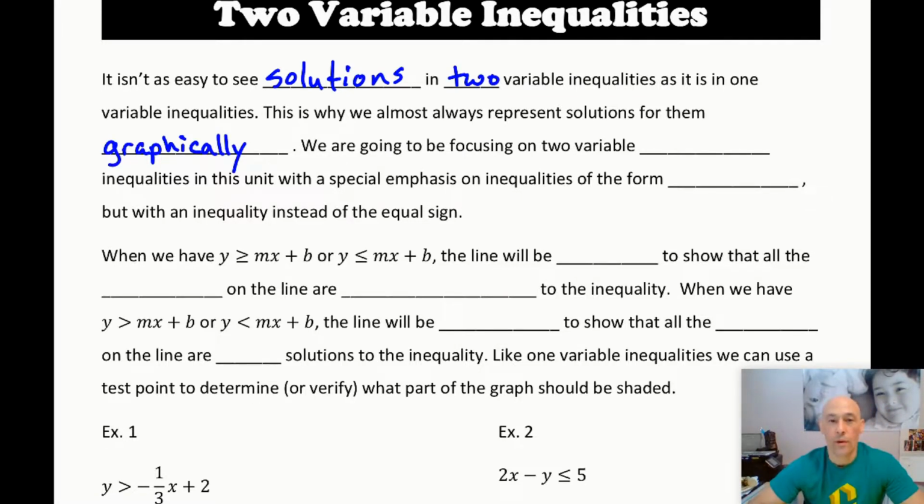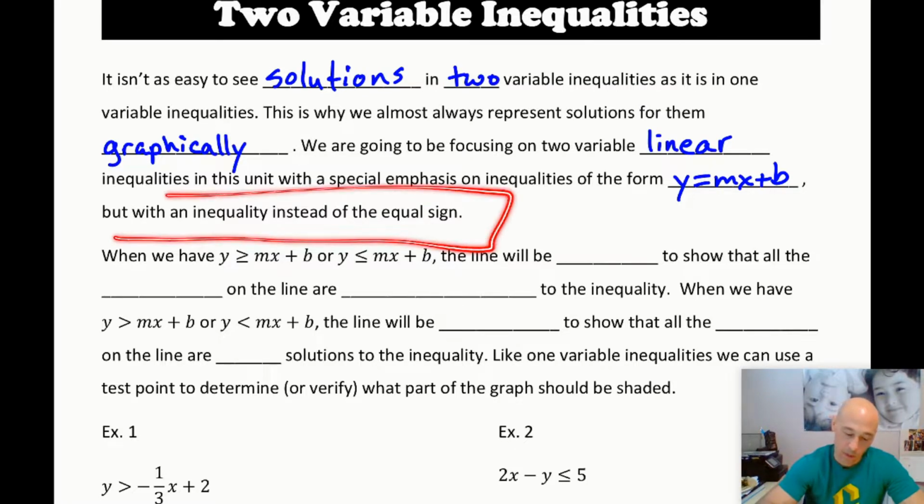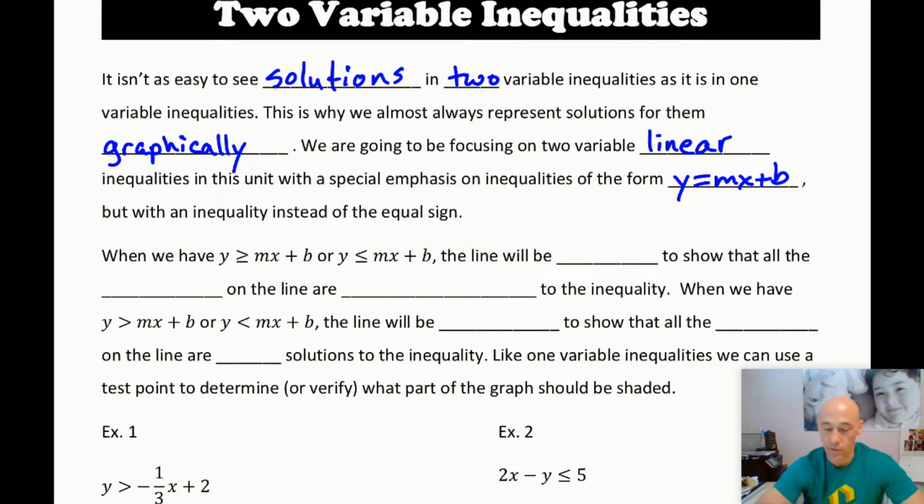We're going to be focusing on two variable linear inequalities in this unit, with a special emphasis on inequalities of the form y equals mx plus b. And I wrote equals, but with an inequality there instead of the equal sign.